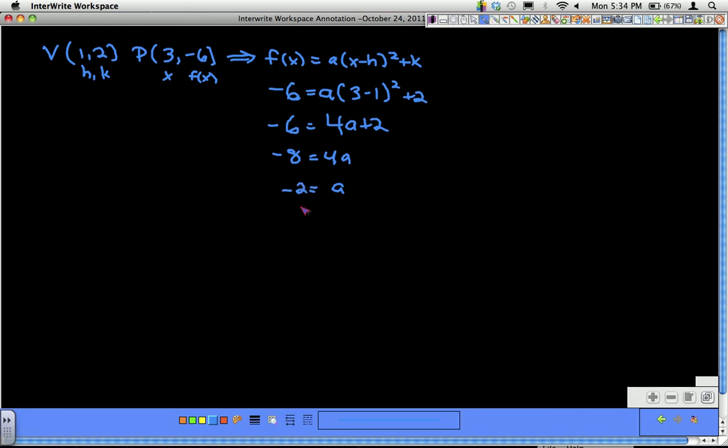So now we just take it into our final form where we have h, k, and a all filled in, and we get f of x equals, there's our a value, negative 2, and then x minus 1, that's our h, squared, plus 2, which was our k. So this would be the equation of the parabola in standard form that has a vertex at 1, 2, and goes through the point 3, negative 6.